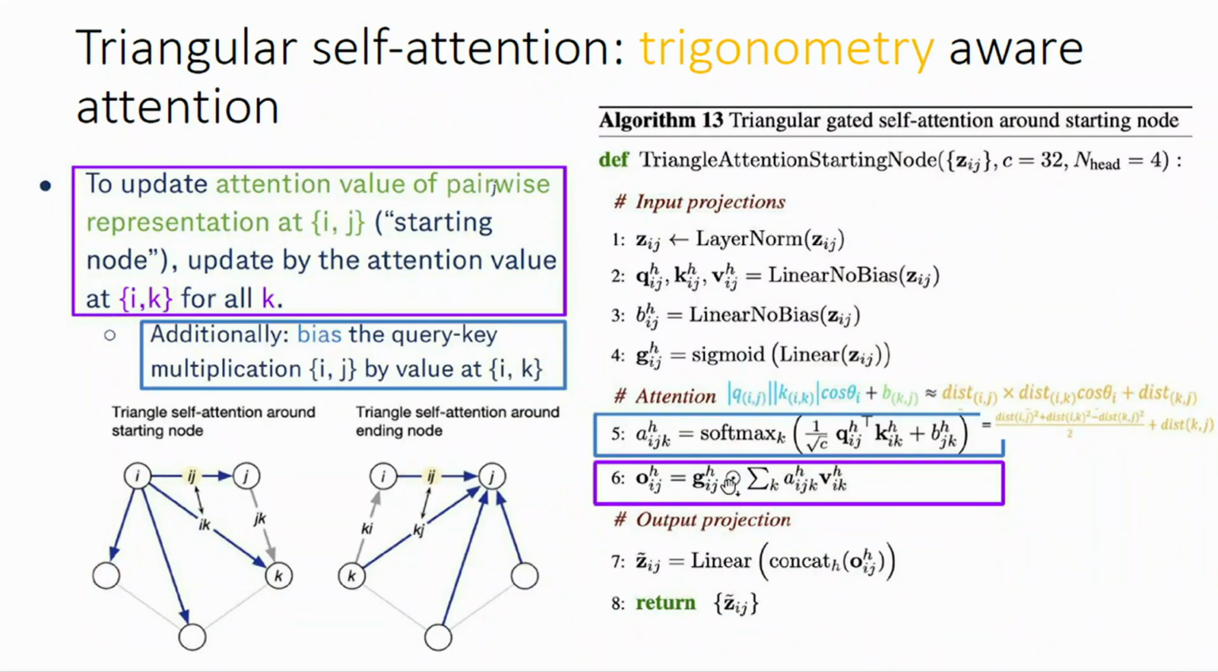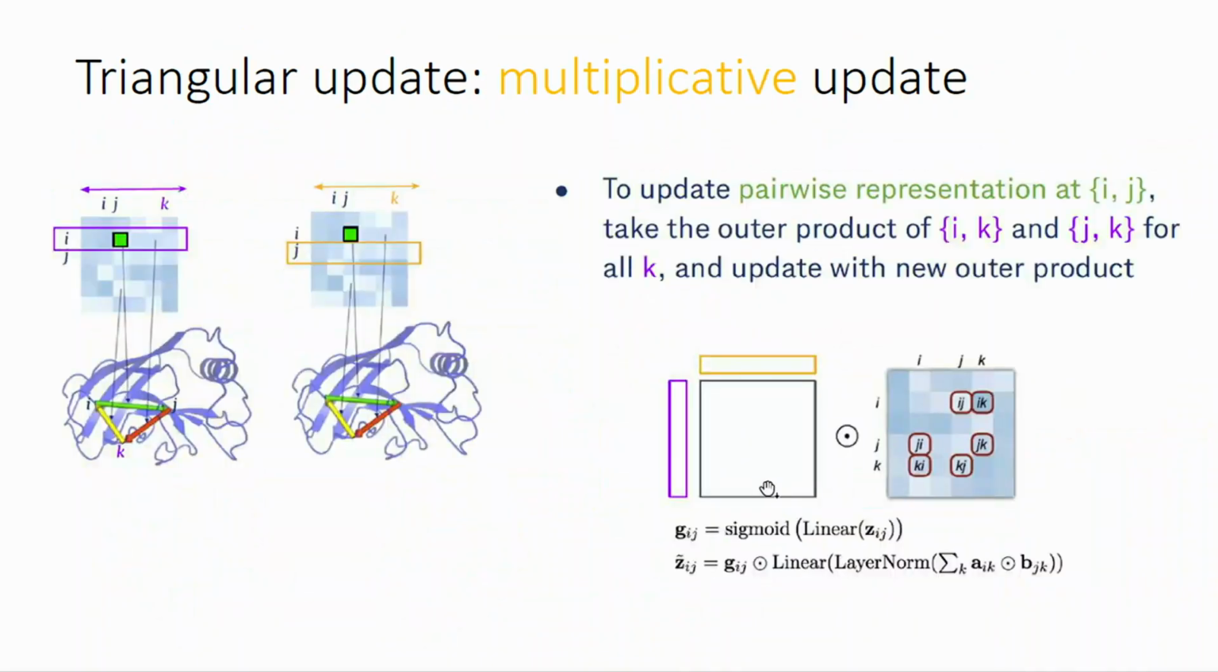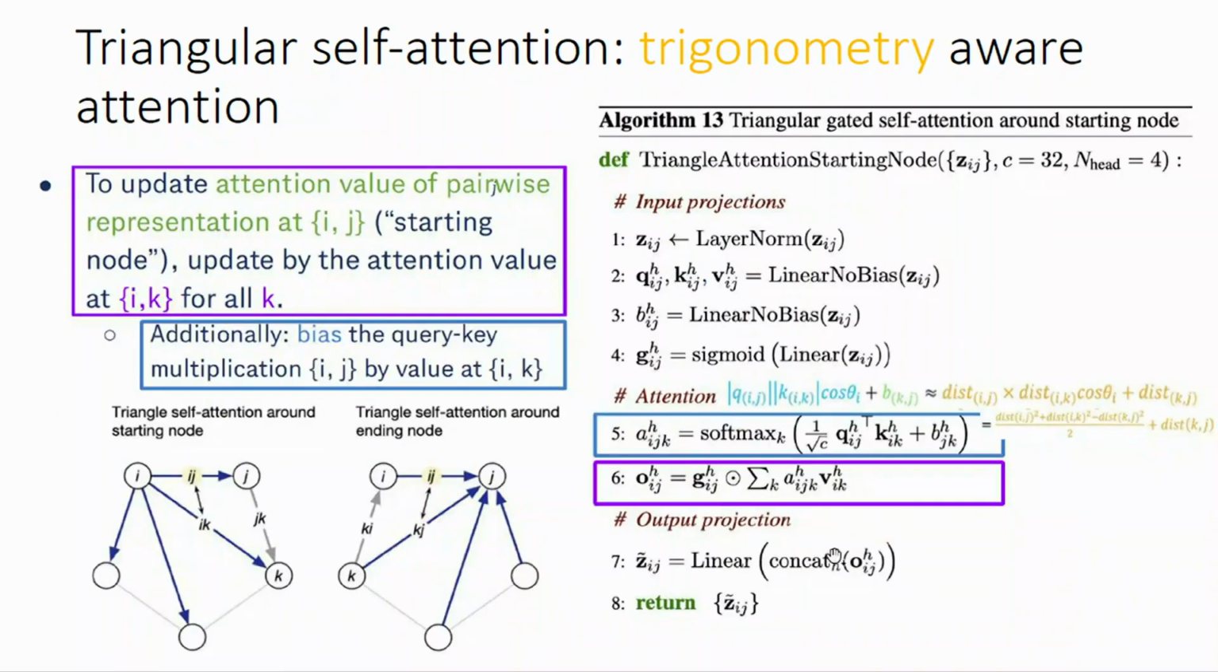And again, this step is very similar to the update here. We still do the outer product and try to do this multiplicative update. The only difference is that now you have an additional weight that considers this attention information.